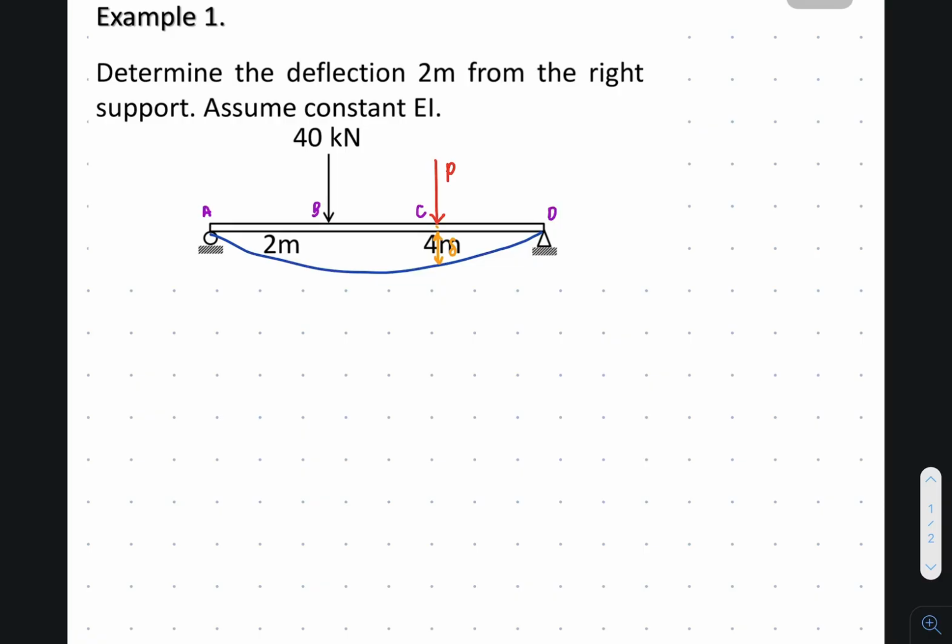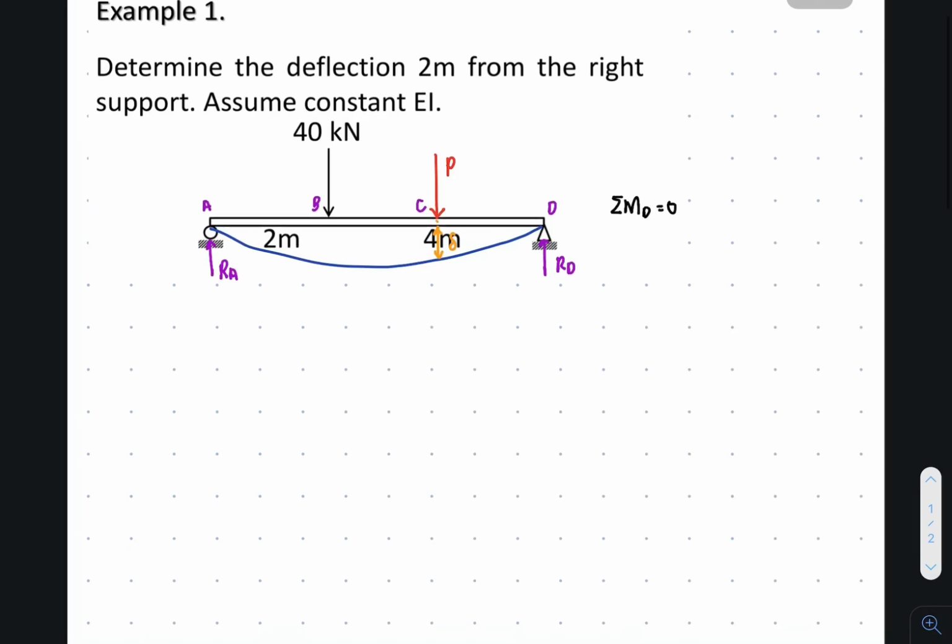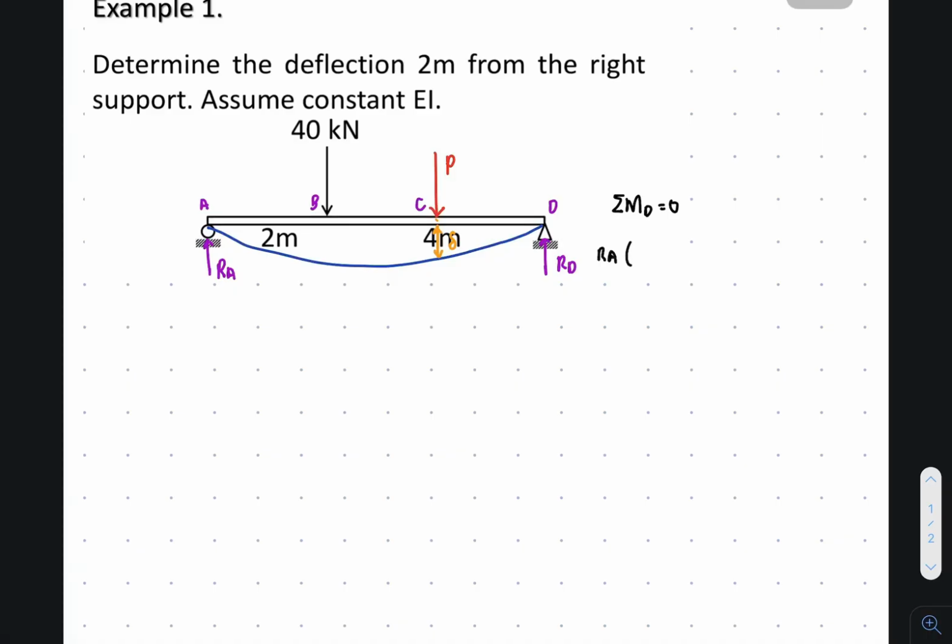And of course, since we now have the P force together with the existing force, we are going to solve the value of the reaction at A in terms of P together with the reaction at D in terms of P. So let us solve for the reaction. We're gonna have the summation of moment about point D so that we can solve RA. So you have RA times 6 equal to 40 times 4 and then plus the P. Of course, this is 2 meters, right? So that's times 2.